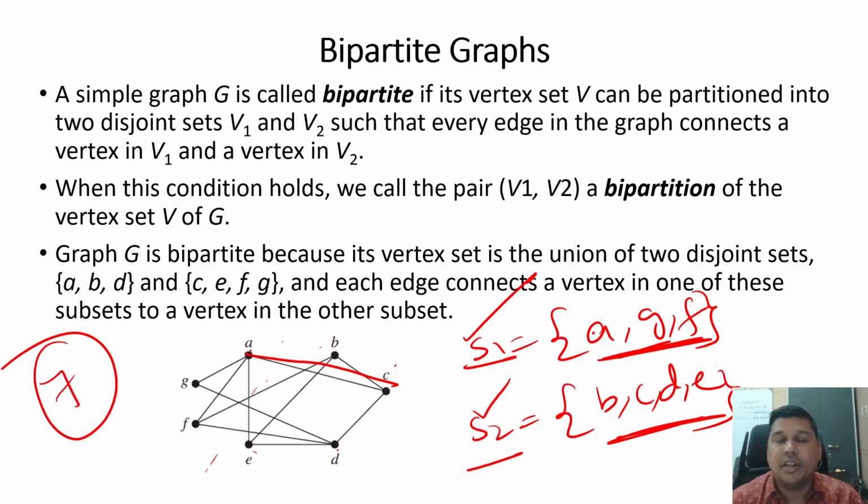That's it. If you can partition all the vertices of the graph into two parts, part 1 and part 2, such that there exists at least one edge from a vertex in part 1 to another vertex in part 2, then we can say that kind of graph is called a bipartite graph. It means we can partition the graph into two separate sets of vertices.